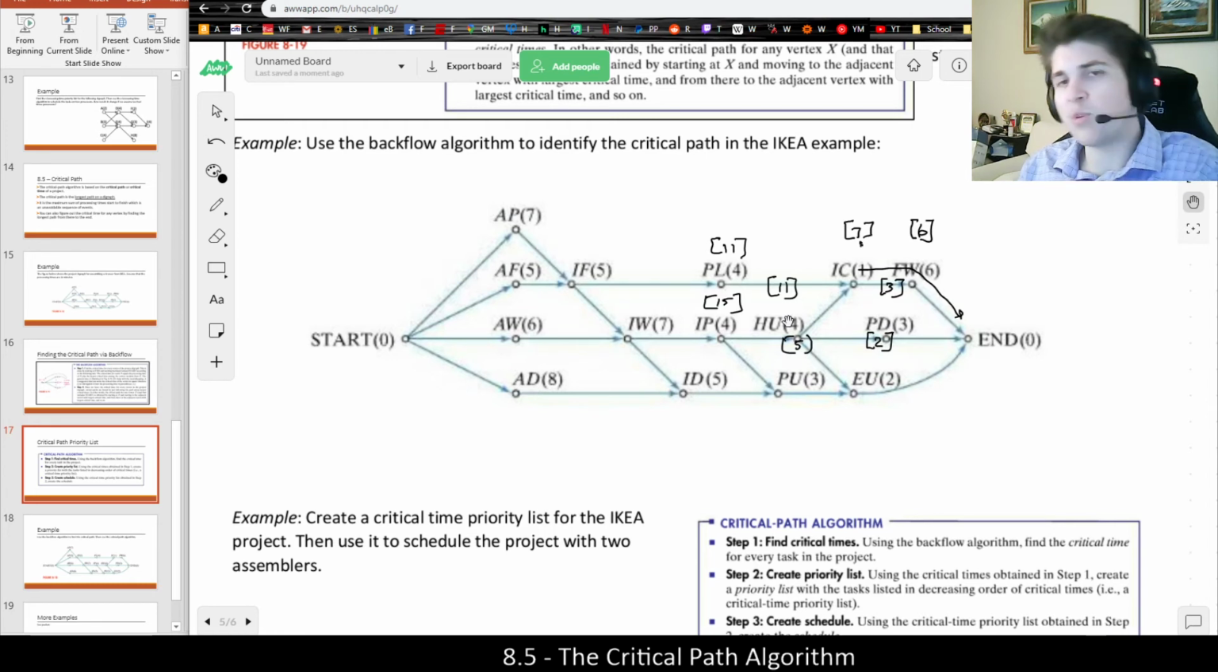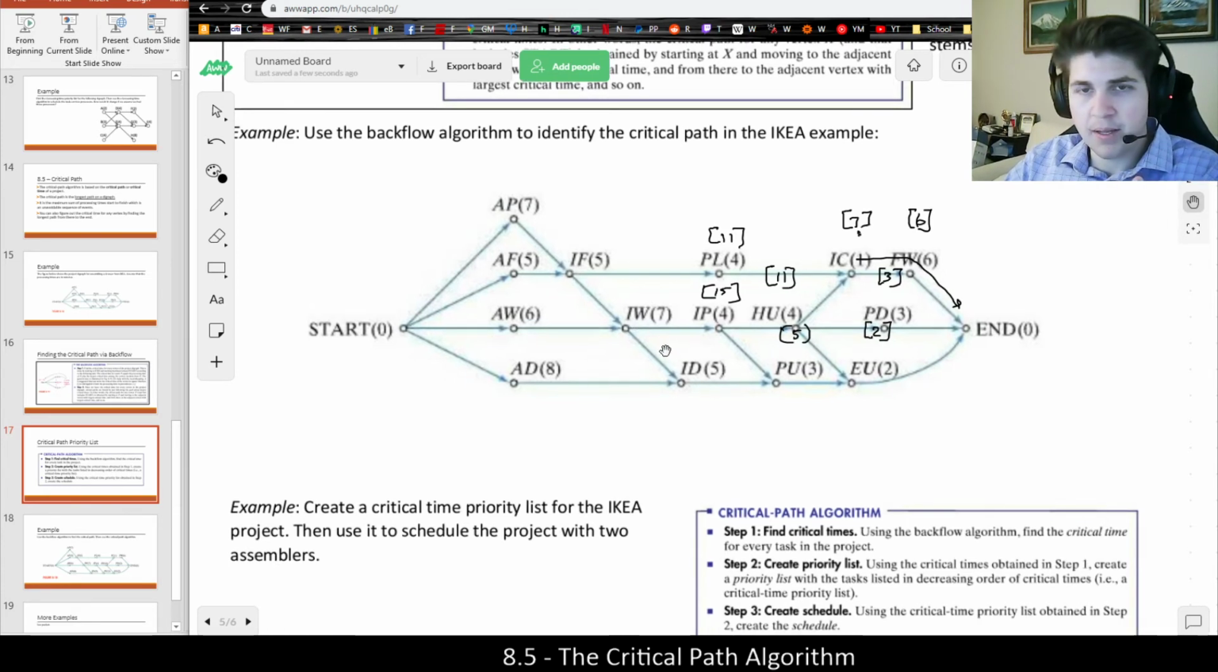I'm always looking at, well, what's coming from this? What are my choices before I move on? And I like to scan my way from left to right. So I would do ID next, then IW, then IF. Because we're working our way backwards, it's a lot harder to do this from left to right. From right to left, it's a lot easier to find via backflow. For some reason, my brackets all moved there. I don't know what happened.